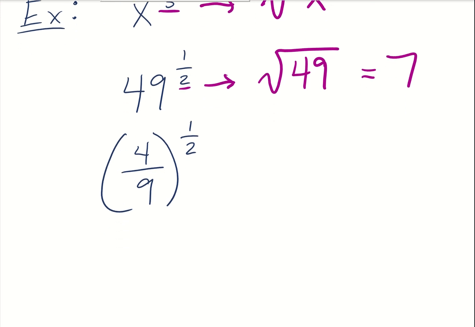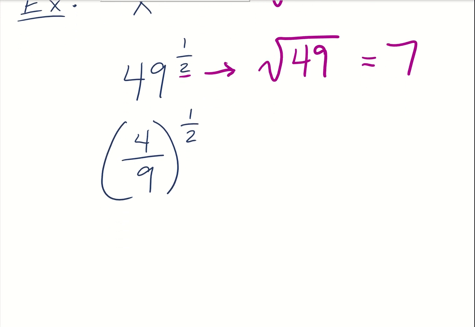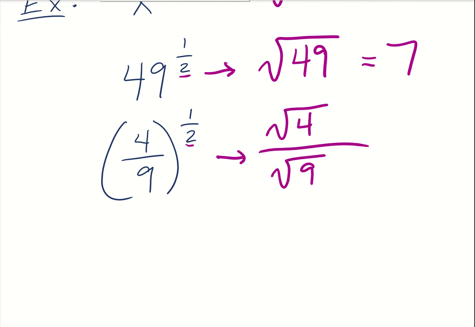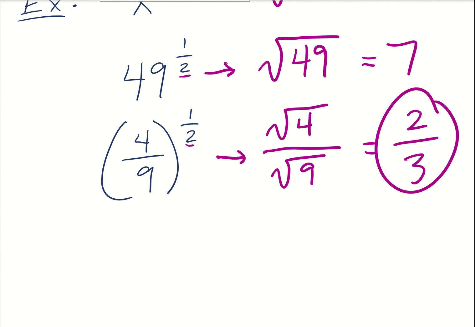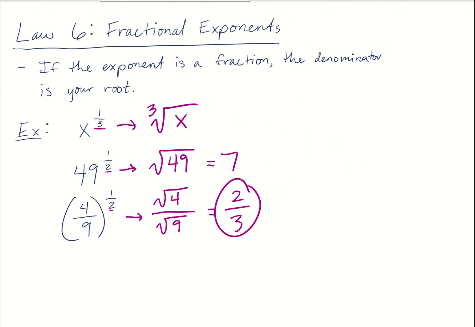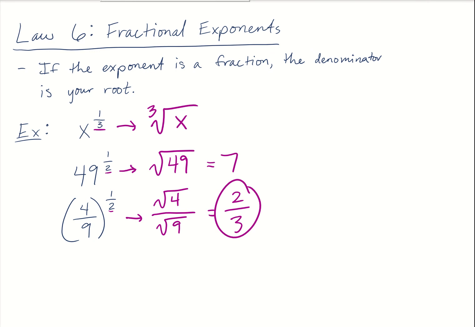And then our final example right here, we have 4/9 to the 1/2 power. Again, my denominator is 2, so I'm going to have the square root of 4 over the square root of 9, and that's going to give us the square root of 4, which is 2, and the square root of 9, which is 3, so we have 2/3. And that is it for law 6. Like I said, very simple, very quick, only about a minute long.